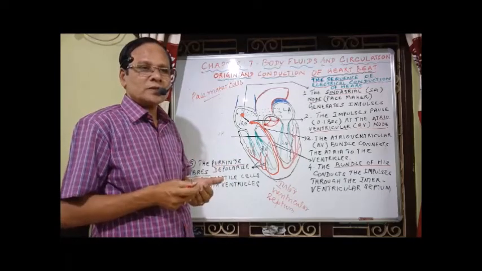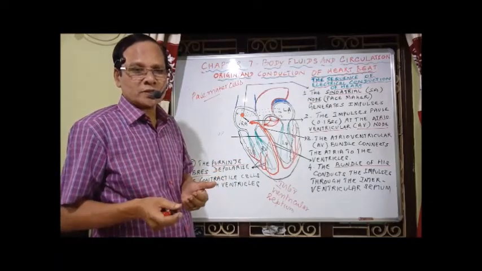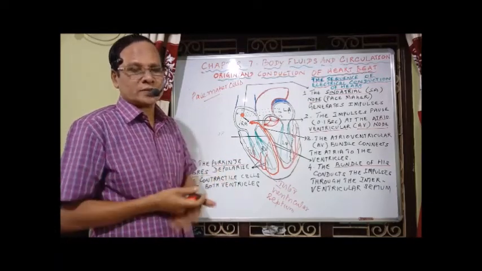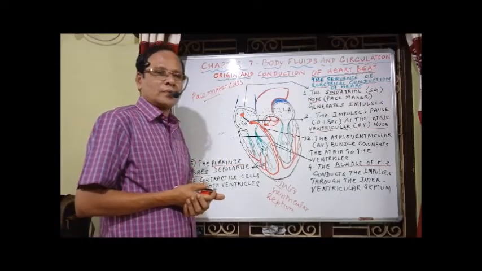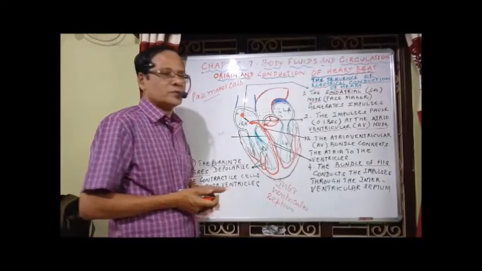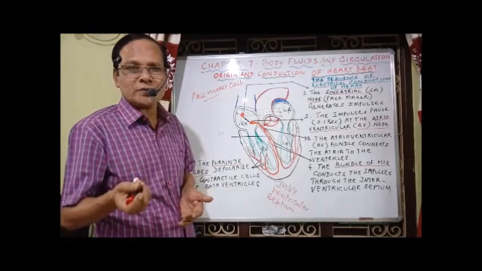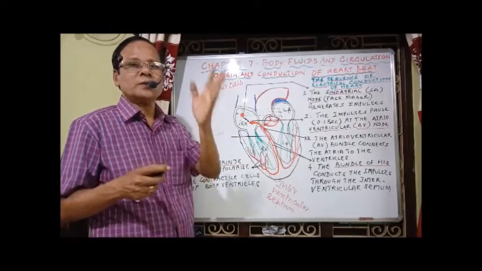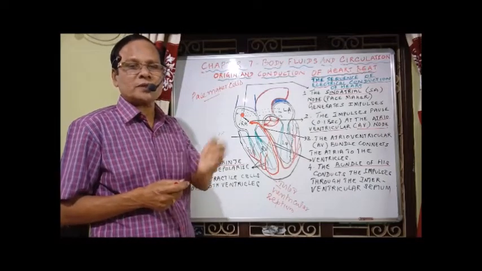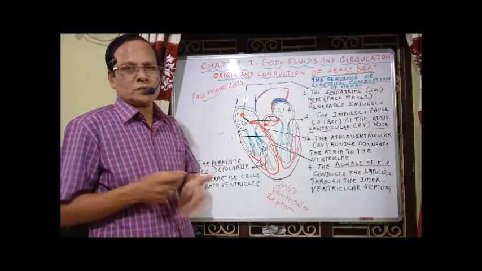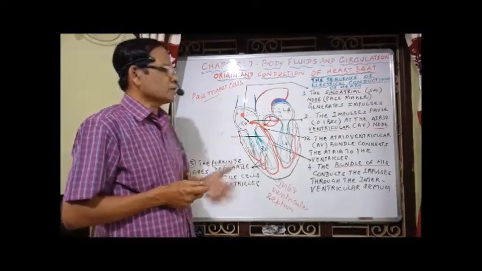So the spontaneous rhythmic depolarization initiates contractions. And that is what is happening, hence the heart is called myogenic. It is an inherent property of the heart muscle to generate impulses. Inherent property means it is permanent, right from the start. That's why it's called a myogenic heart.